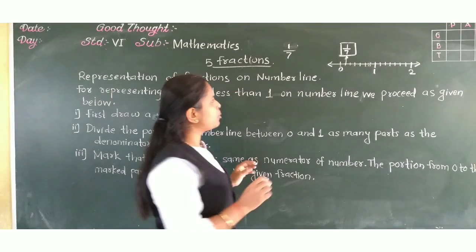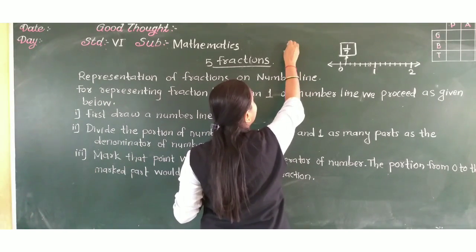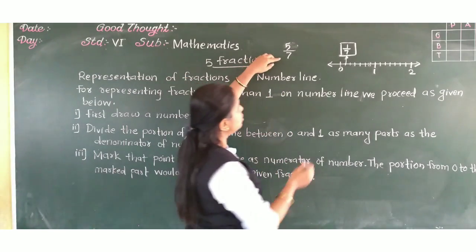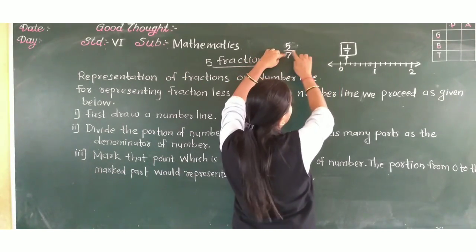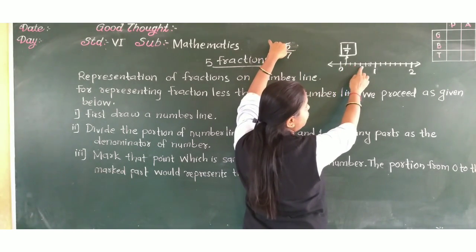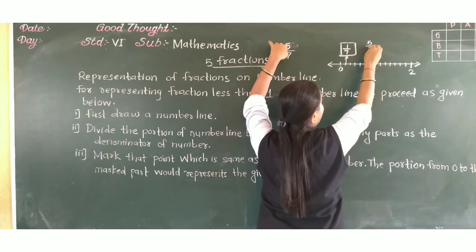Followed? Now suppose here 5 upon 7 is there. Then how will you show it? See. So numerator, what is there? 5. So 1, 2, 3, 4, 5. So where will that fraction be? Here. This is 5 upon 7.